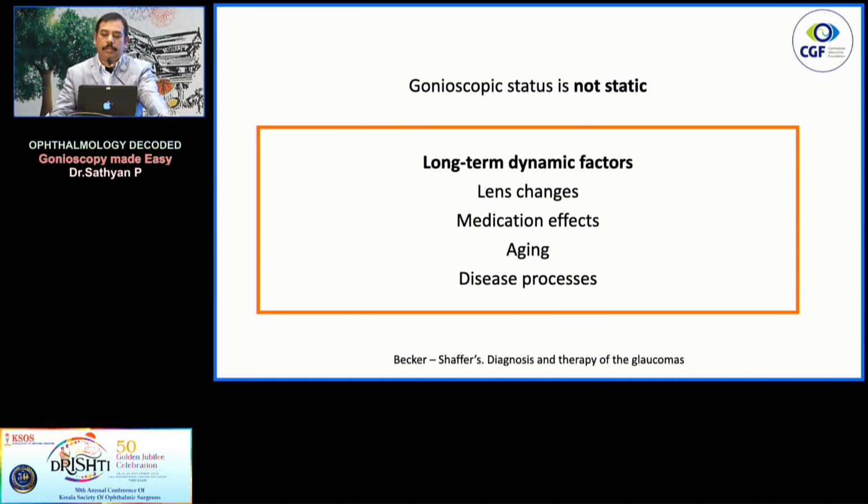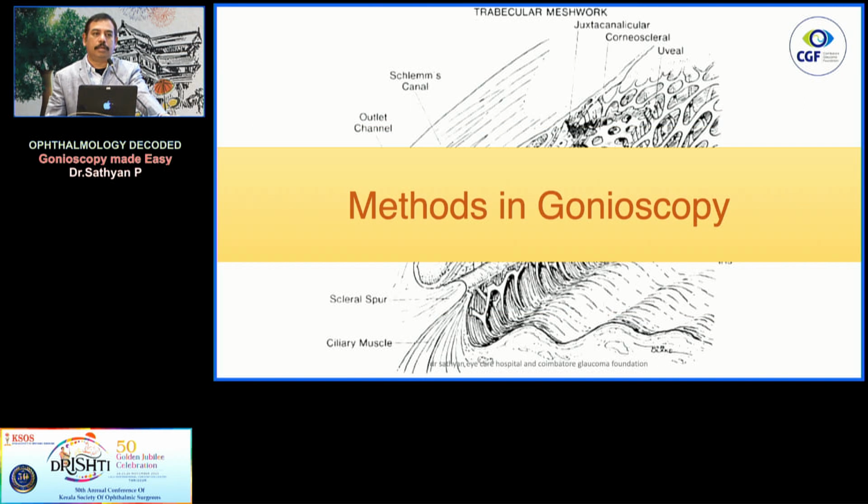So doing the gonioscopy, we know that the gonioscopic status is a very, very dynamic one. It is not static, as there are lens changes, medication effects, aging process, and the disease process. All these things can alter the gonioscopic picture over a period of time.